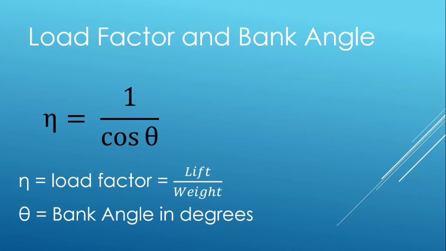and load factor from bank angle can be found with the formula 1 over the cosine of the bank angle. That will give you the load factor per bank, independent of airplane type, speed, doesn't matter. A specific bank angle will give you a specific load factor.